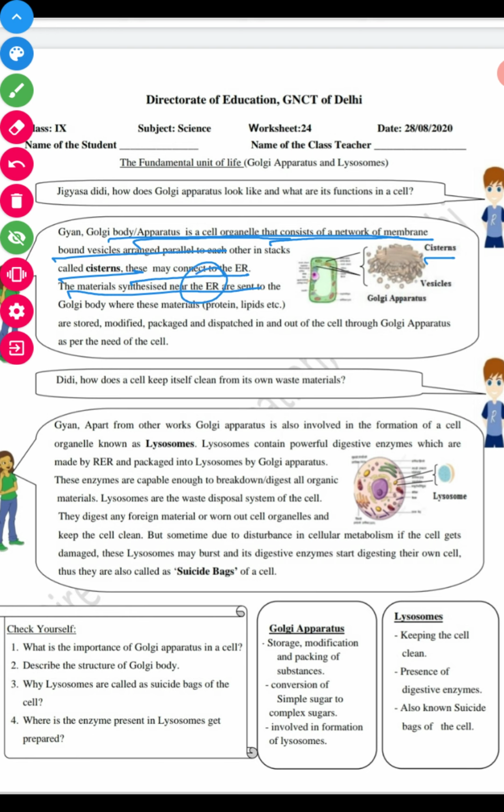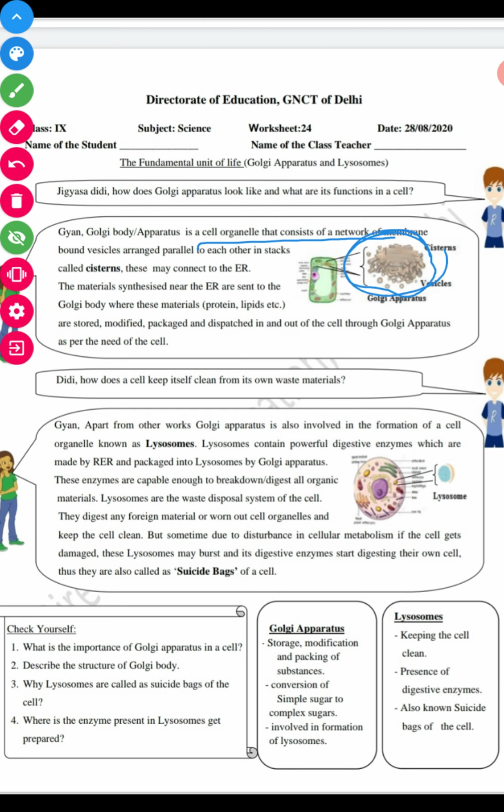Whatever material synthesis is taking place in endoplasmic reticulum, all that material is sent to Golgi apparatus, where this material, mainly protein and lipid, is stored, modified, packed, and dispatched in and out of the cell through Golgi apparatus as per the need of the cell. Means what? See, this is the arrangement parallel to each other. This is the arrangement of this cell organelle, right?